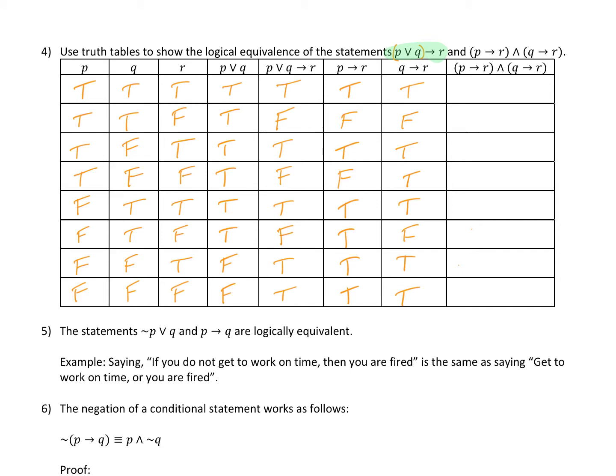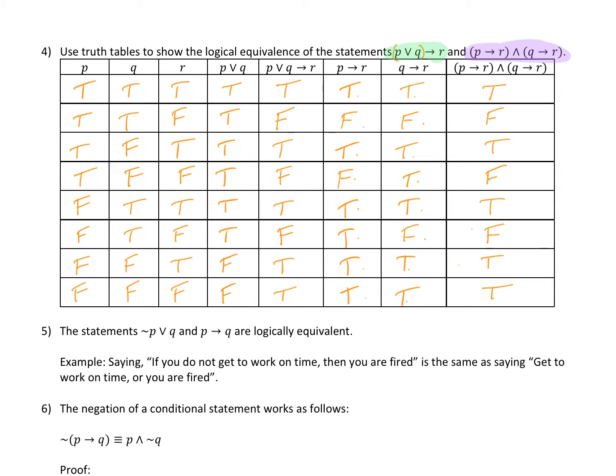And then I have the final column, which is the second statement I'm looking to analyze. P implies R and Q implies R. So here's P implies R, here's Q implies R. I want to connect them with an and, which requires two trues. So when they're both true, I'm going to put a true here. So I have true, true, true, false, false, true, true, true, false, true. That's false because you need two trues to get a true. True, true, true, true, false, false, true, true, true, true, true, true.